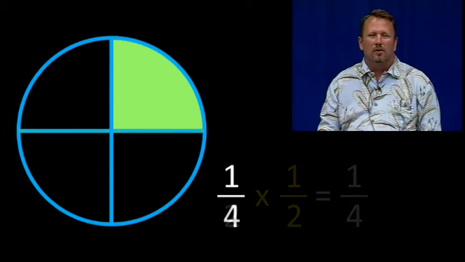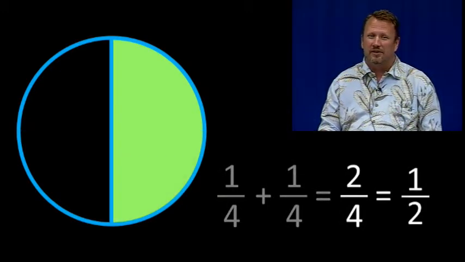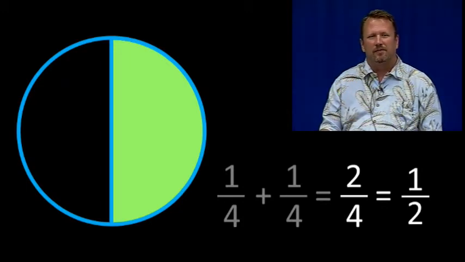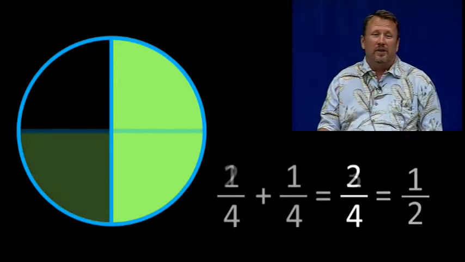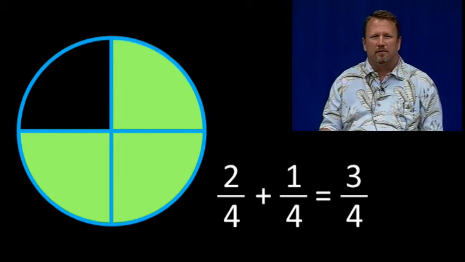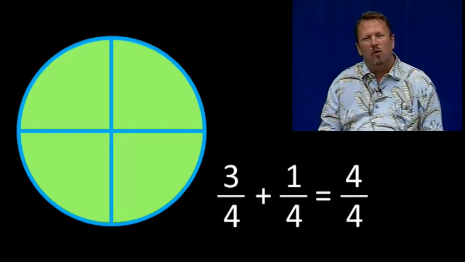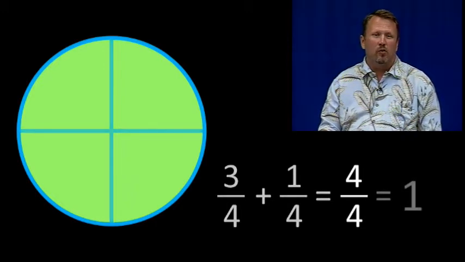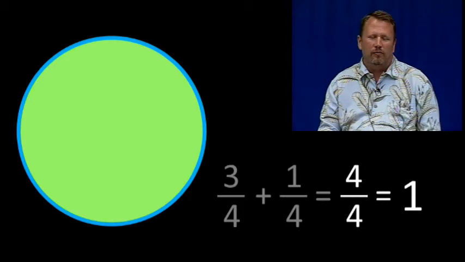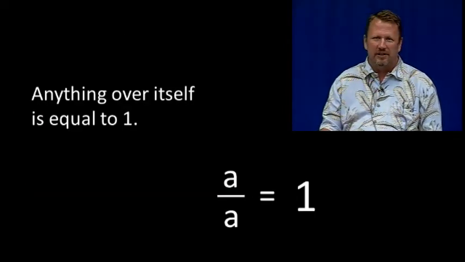So here is 1/4, and we can add to that 1/4 to give us 2/4. Notice 2/4 is the same thing as 1/2. If we take that and add another 1/4, we have 3/4. If we add 3/4 plus 1/4, we have 4/4. Notice 4 divided by 4 is equal to 1. 4/4 is equal to 1. Anything divided by itself is equal to 1.